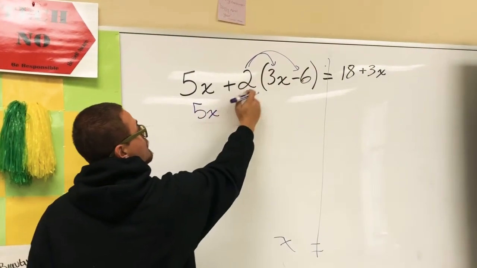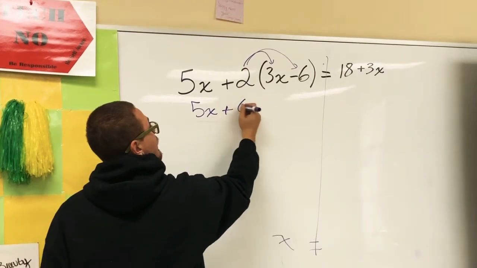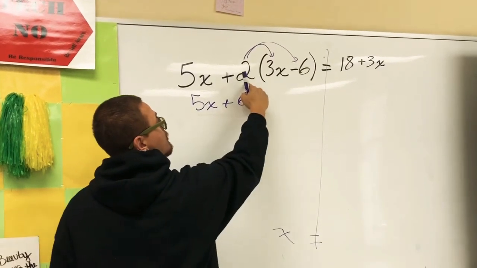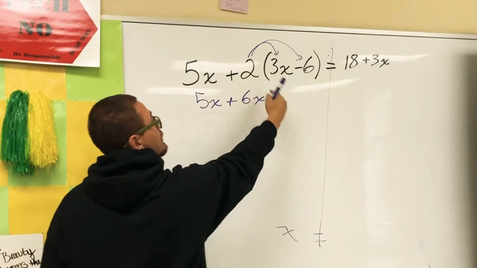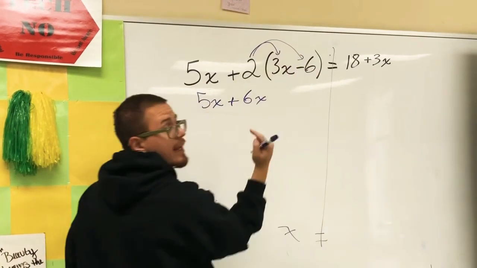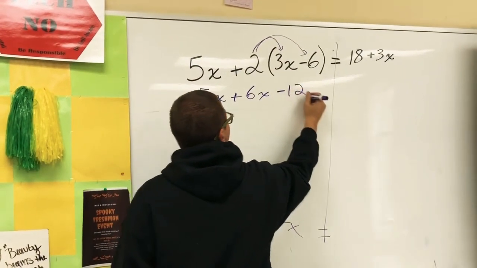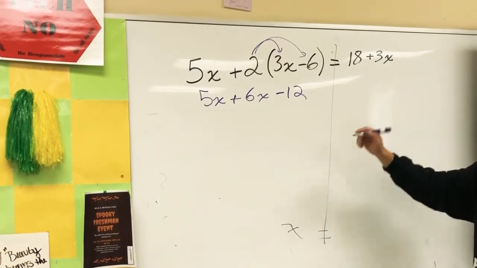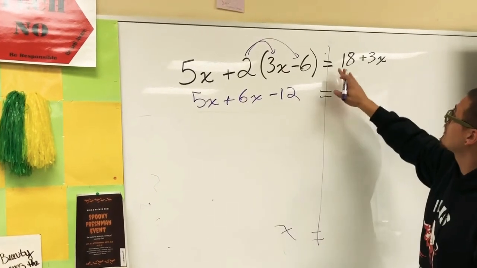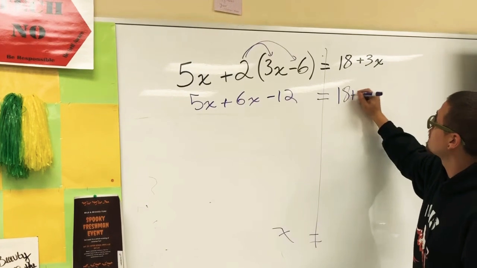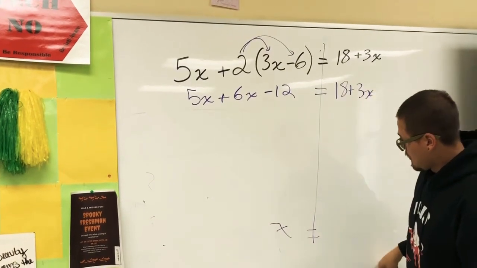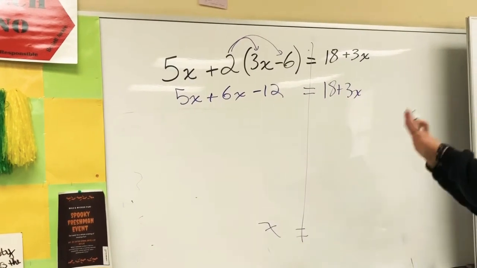Then I get 2 times 3x, which is a 6x. We multiply the number with the coefficient, which is 3. 2 times a -6 is a -12. There's nothing else on the left-hand side, that's all good to go. Then I move over to the right side, and I didn't do anything, so it just comes on down for the ride.